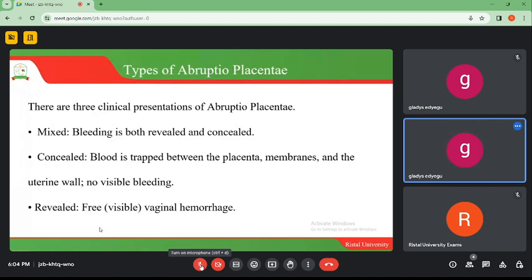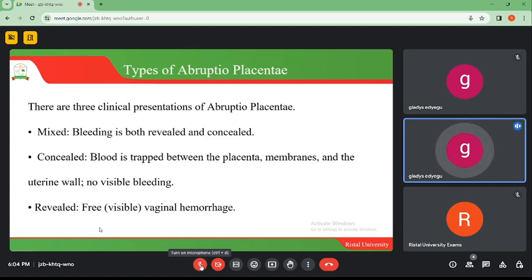Then concealed. Concealed blood is trapped between the placenta, membranes, and the uterine wall. So there is no visible bleeding. You don't see the bleeding per vagina. When you examine this mother, there is no blood seen around the vagina. There is nothing completely, but the placenta has separated and has decided to conceal the blood within the membranes and the uterine walls. But when you do a scan and when you examine this mother, you realize there's something inside, some fluid, and that is actually blood.